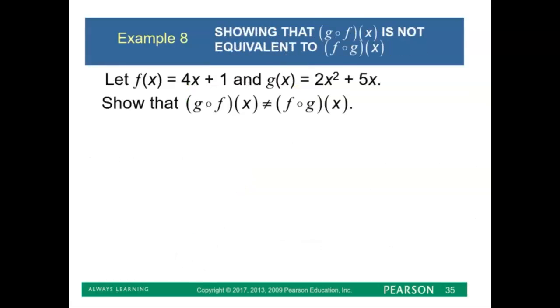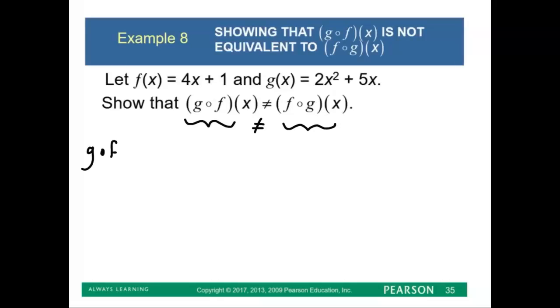Okay, and the last problem that we're going to look at here is f of x equals 4x plus 1, g of x equals 2x squared plus 5x. And we want to demonstrate that g of f of x is not the same as f of g of x. So let's find each side separately, and then we'll show that they are not the same.